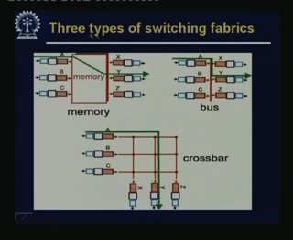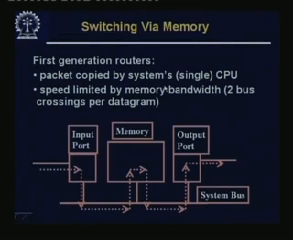So, there are three types of switching fabrics. One is that we switch it through the memory, other is you switch it through some shared bus, or you have a fabric of switching elements. Crossbar is the simplest kind of fabric. Of course, you can have more complex fabric, as we have seen, like multi-stage interconnect networks and so on. So, these are the three different types of switching fabrics that we have.